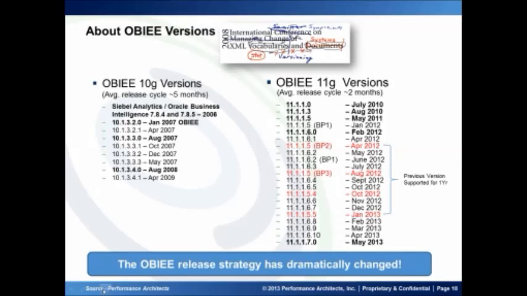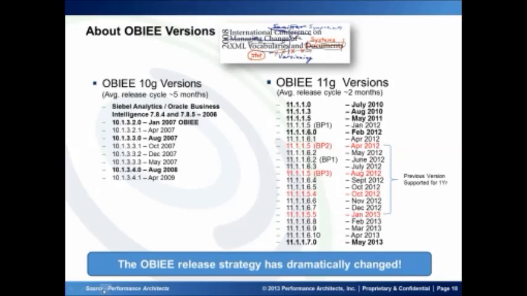Let's look at some of the history around the strategy for OBIEE releases. If you look at 10G, and I know this is a lot of information, but we'll spend a few minutes on here. You can see there was a lot of time in between the different versions of OBIEE, and in fact there was about a 5-month average cycle between releases. I'm talking about minor releases as well as major releases. I averaged them all together.